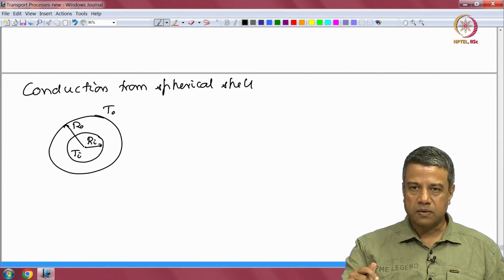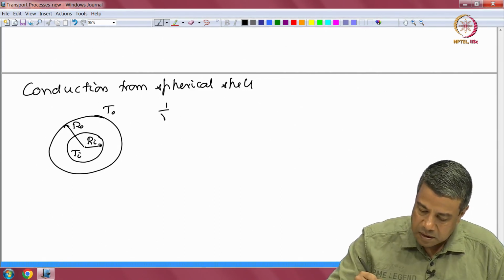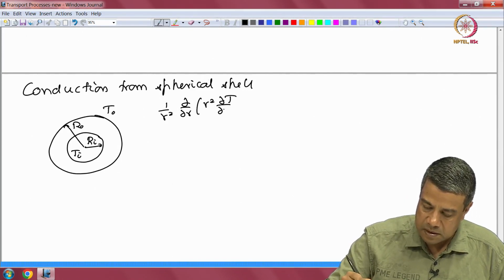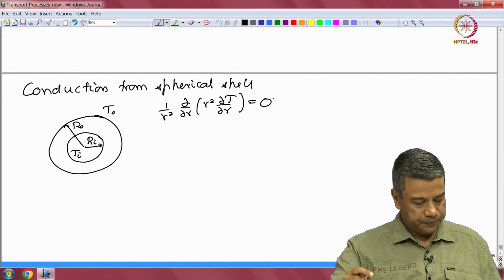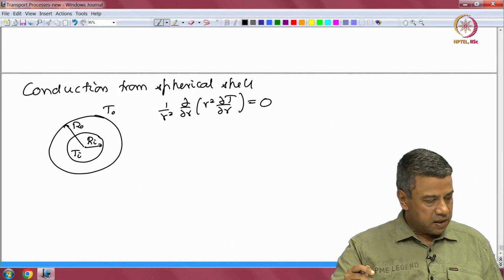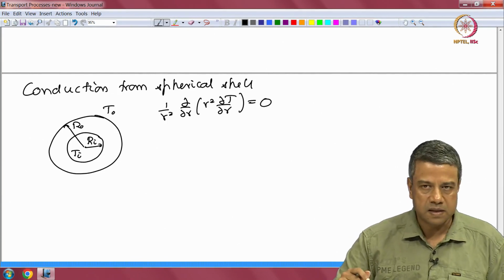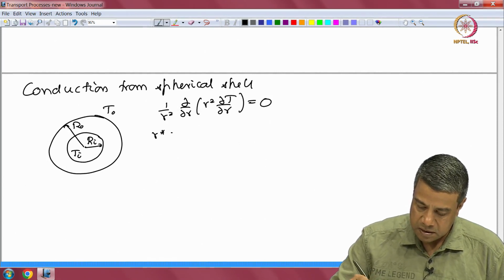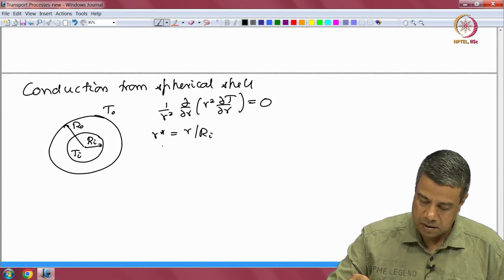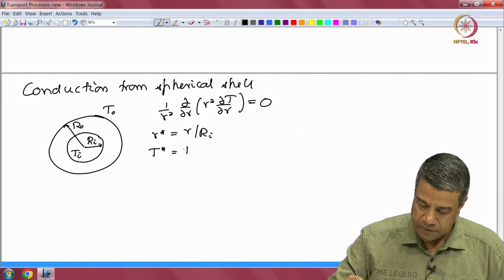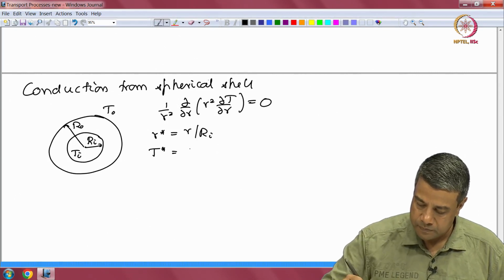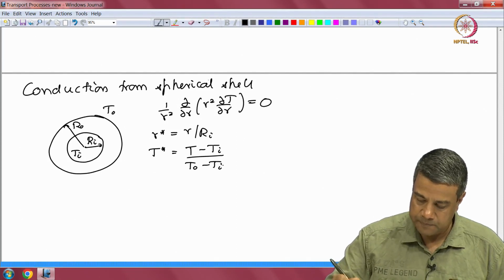It is exactly similar to what we did for a cylinder. 1 by r square d by dr of r square partial T by partial r is equal to 0. I will do it in scaled coordinates. It is a little more convenient in scaled coordinates than to do it in unscaled coordinates. I will take r star is equal to r by r I, T star is equal to T minus T I by T O minus T I.